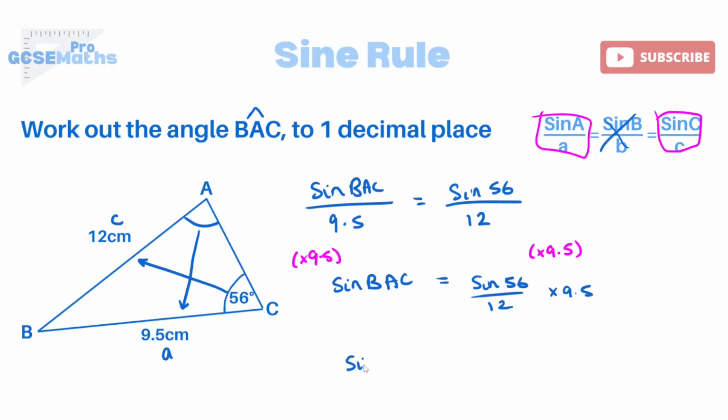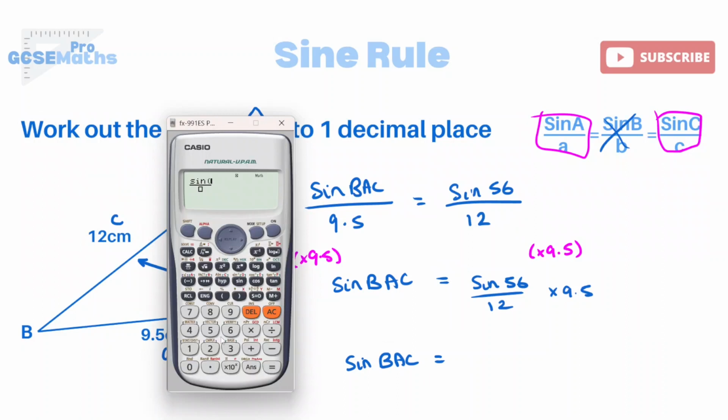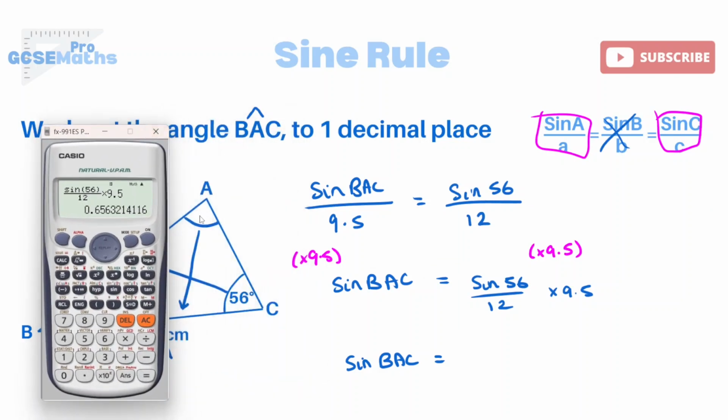And at this point, we just get our calculator. So fraction, sine 56, close the bracket, remember that, otherwise it might give you an error, times by 9.5. Now, you get this answer, which, considering we're looking for an angle, it's clearly not 0.65 degrees, is it? Let's just be honest, that's not realistic.